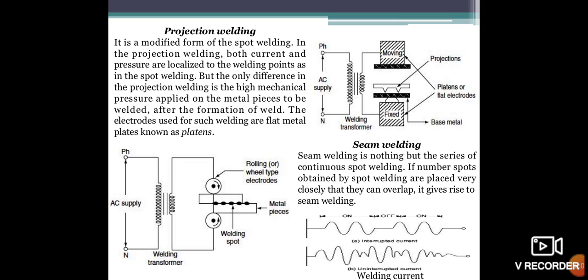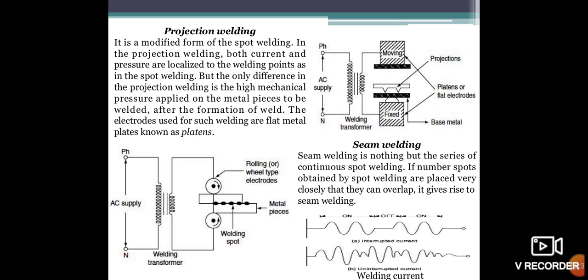joints of two materials. It means that the projections are made on the sheet so that the heat is concentrated in the region. When the current is passing through the electrodes, the current density and the pressure are less, hence the electrode life is more. The welding automatically takes place only at the projections.